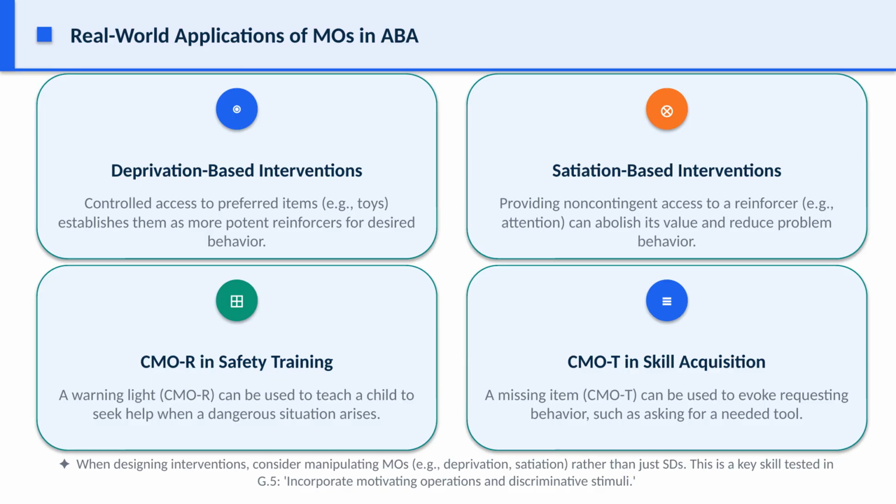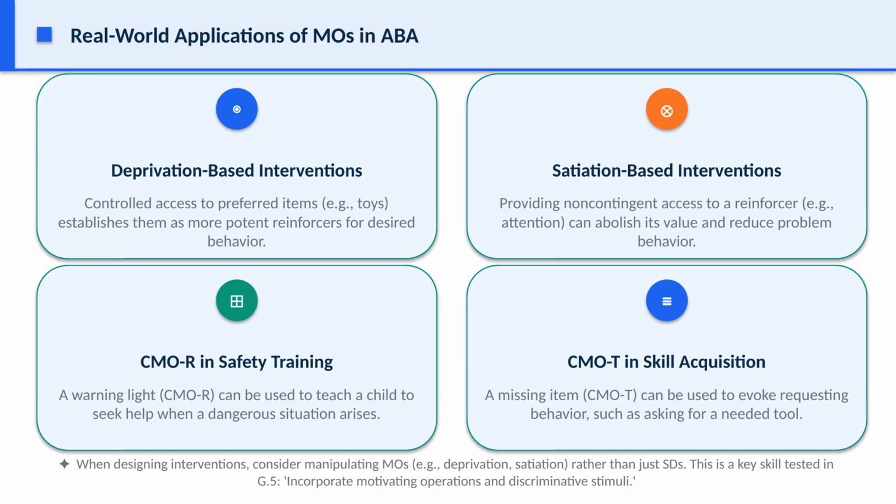Deprivation-based interventions involve controlling access to preferred items, like toys, to increase their value as reinforcers for desired behavior. For example, limiting iPad time makes it a more potent reward for completing homework. Conversely, satiation-based interventions provide non-contingent access to a reinforcer, such as attention, which abolishes its value and reduces problem behavior, a strategy often used to decrease attention-seeking outbursts.